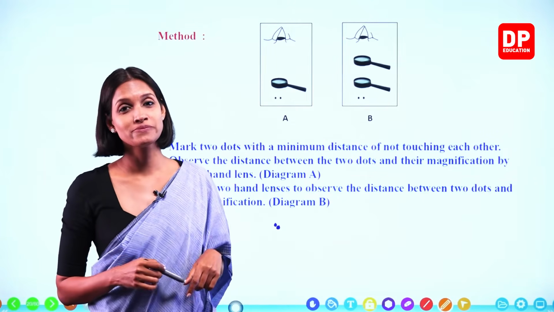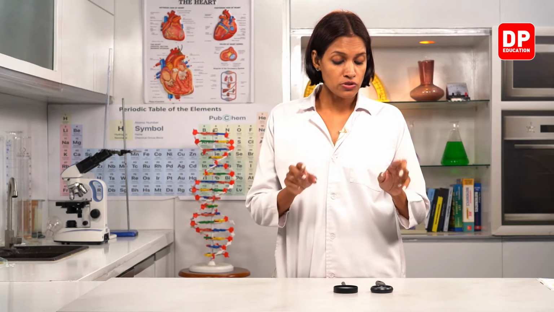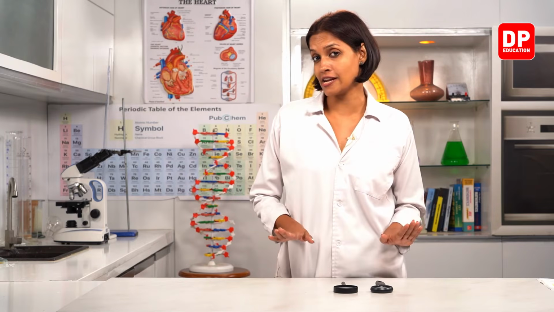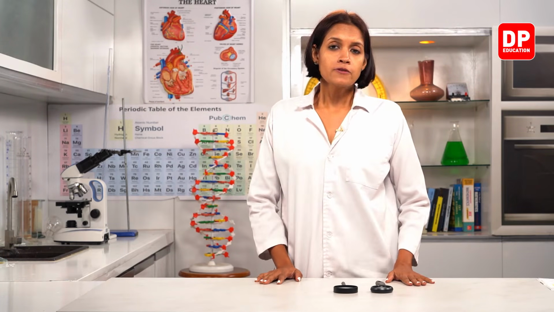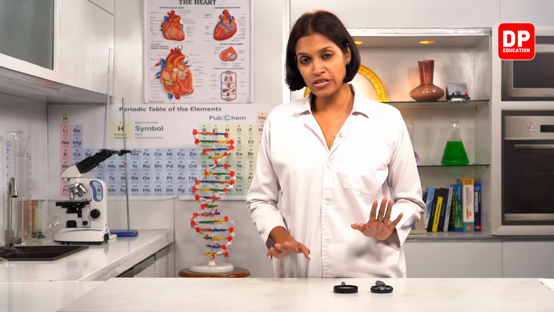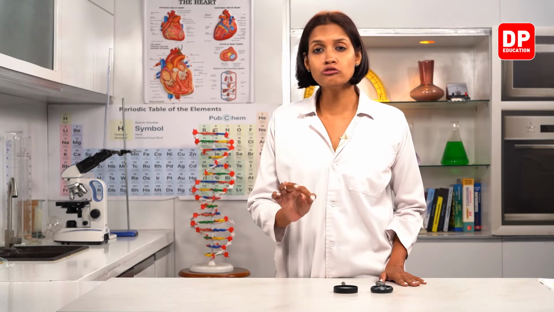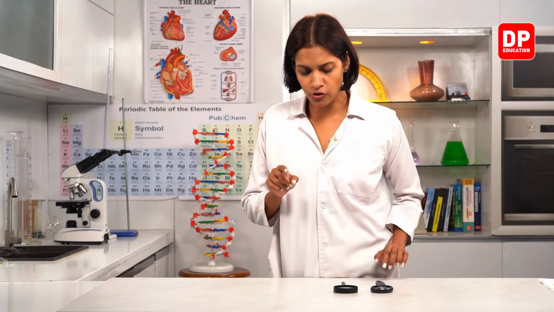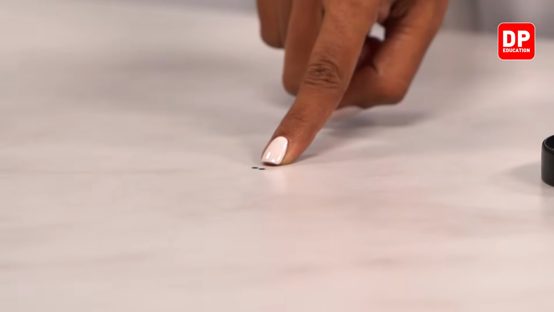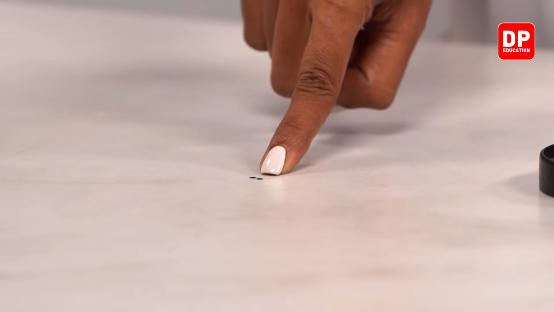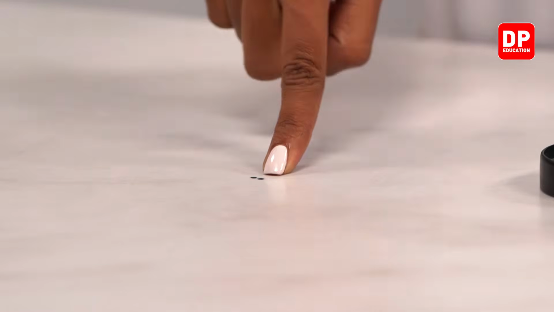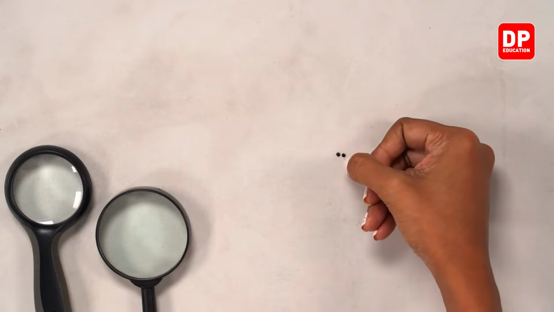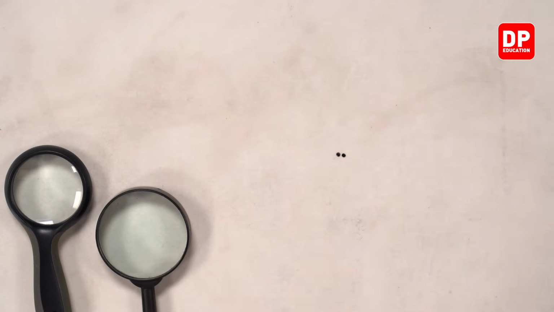Let's do this activity now. Right, children? Now we are going to use two hand lenses and we are going to prove that the resolving power and the magnification increase when we use two hand lenses together, right? Okay. So I already explained to you all how to do this activity. First of all, you have to draw two dots very close to each other. Now, can you all see these two dots here? They are very close to each other, right, children? So when we look at it with our naked eye, you can see there's only a very tiny gap between the two dots. Right?